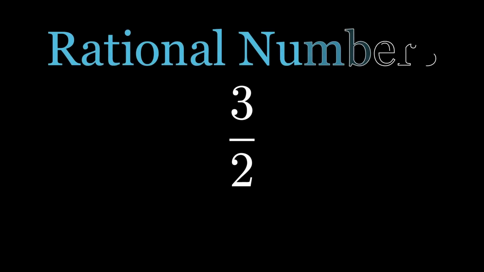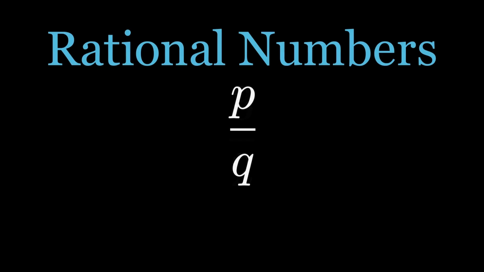We could use any number to describe commensurable ratios, such as 3 and 2. Rational numbers are any number that are commensurable. That is, they can be represented as a fraction p over q, where p and q are both integers, where q is not equal to 0.